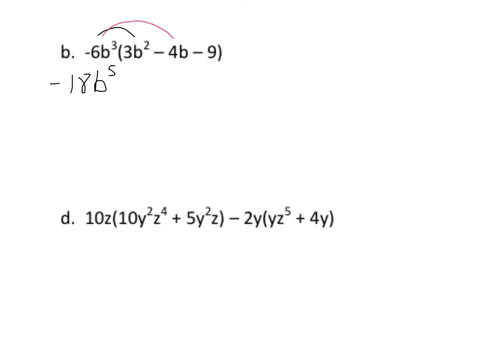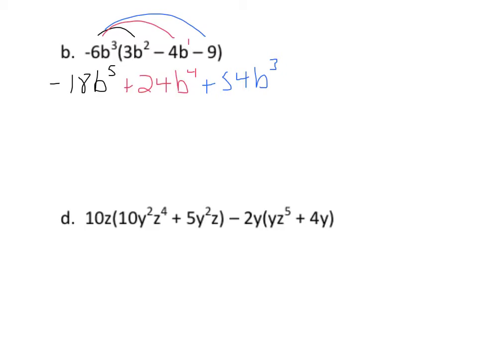Multiply the next one, and we get positive now, 24b to the fourth, because again that's b to the 1. And then our last one is a positive 54, and now it's just b cubed because there's nothing else to multiply it by.